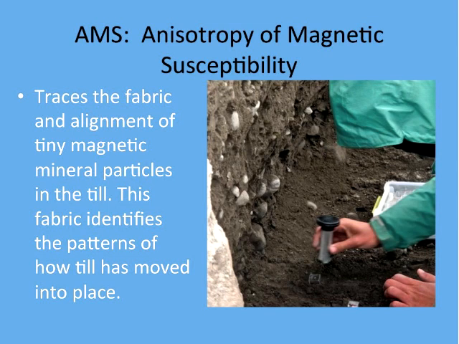So AMS, anisotropy of magnetic susceptibility, these are the data and measurements that Dr. Iverson mentioned that are helping to trace this fabric of how the till has been moved into place. And it requires a lot of tedious work on our hands and knees with very small plastic cubes that are approximately 2 centimeters in each dimension across that are pushed down into the till and then ideally removed.